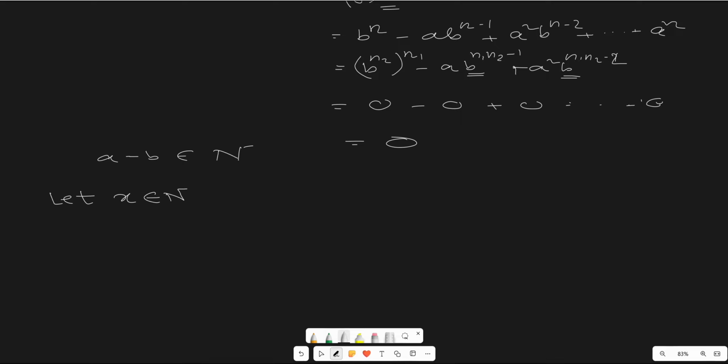Let x be any arbitrary element of the nilpotent set N of R. So what does it mean? This means that there exists a natural number k such that x to the power k is 0. Are you getting my point? Because x is an element of this, and this is the set of all nilpotents, right? So this is 0.